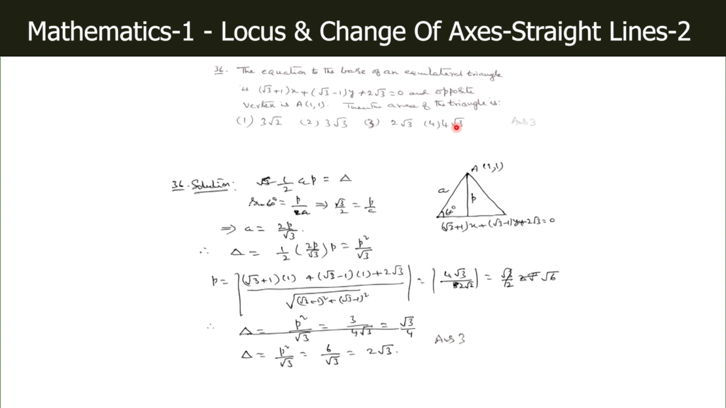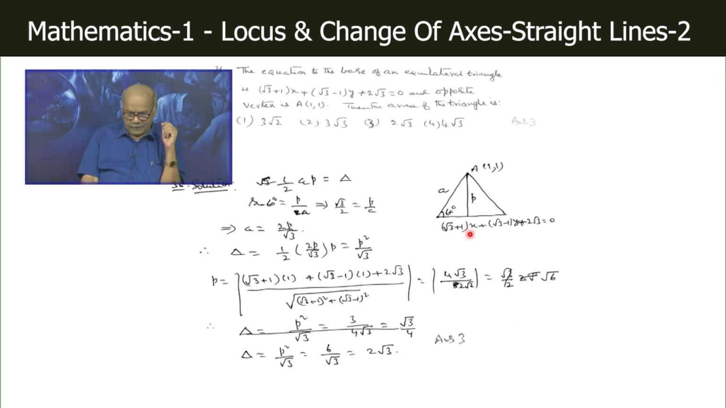Now here, we know that the area of an equilateral triangle whose side length is a is root 3 by 4 a square. But here we don't know the length of the side, but we know the length of the altitude drawn from the vertex to the opposite side, namely root 3 plus 1 x plus root 3 minus 1 y plus 2 root 3 equal to 0.